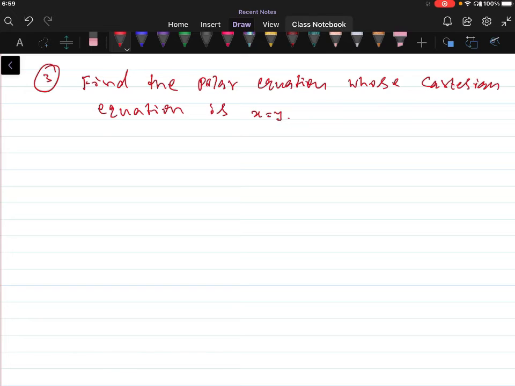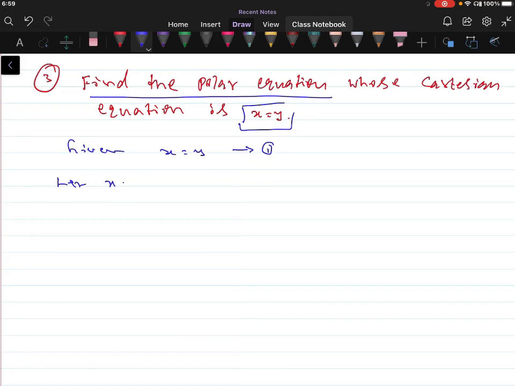Let us take another problem. Find the polar equation whose Cartesian equation is x = y. So given x = y, let us take it as equation 1.